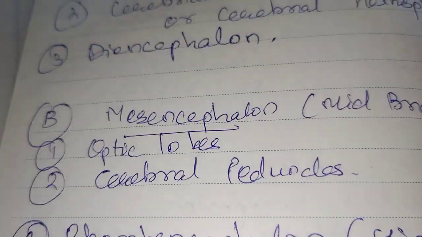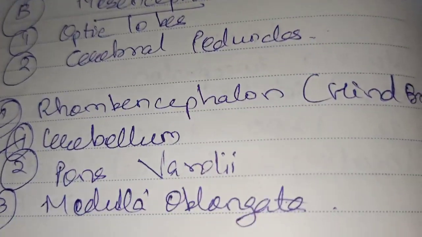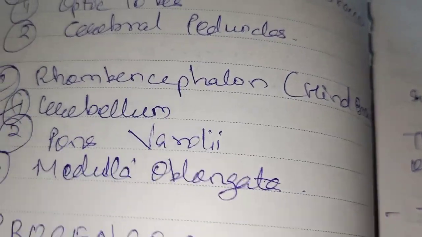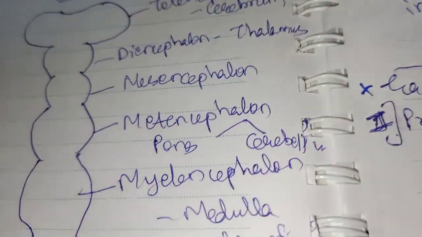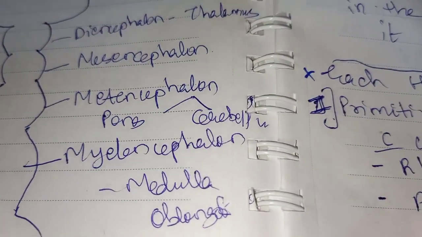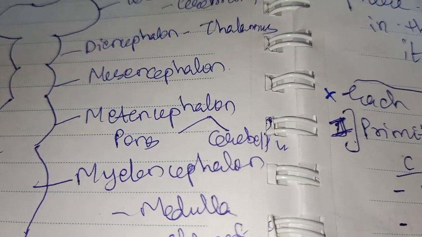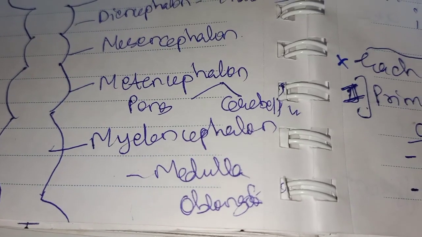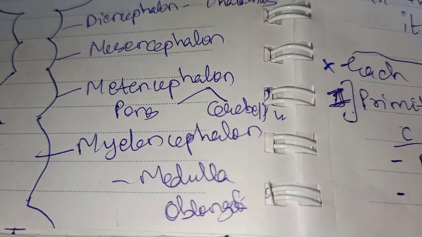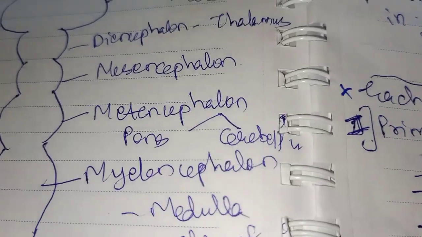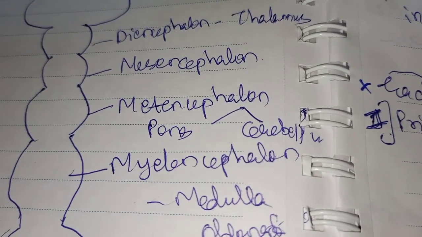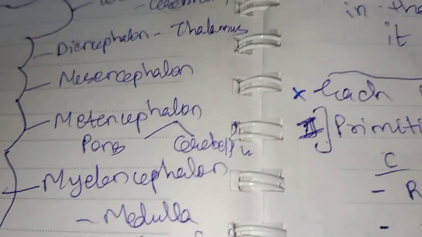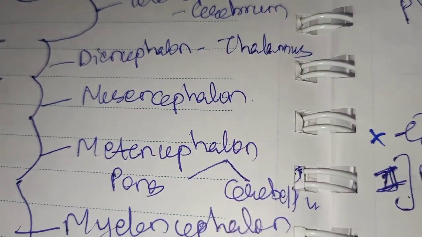It consists of optic lobes and cerebral peduncles, and rhombencephalon, that is the hindbrain, consists of metencephalon and myelencephalon. The metencephalon divides into pons and cerebellum, and myelencephalon gives rise to the medulla oblongata. So from metencephalon, pons and cerebellum are derived, and from myelencephalon, medulla oblongata. Clear?